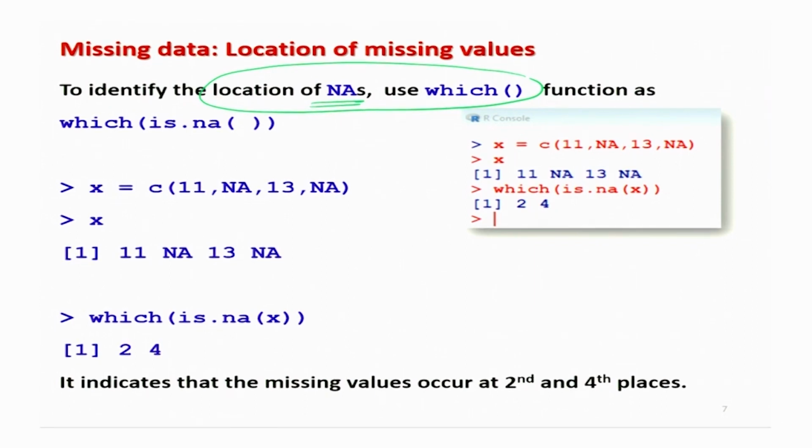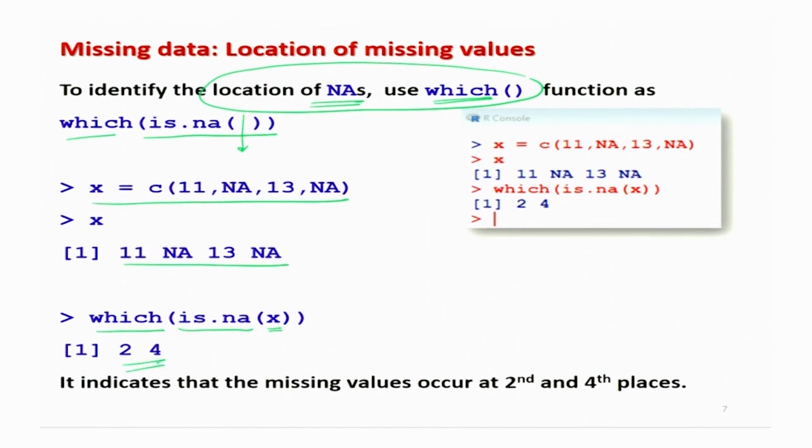For that we have a function which, all in lowercase alphabets, and within the parenthesis we write is.na, and then inside the parenthesis we give the data vector. For example, we have taken a data vector having 4 values: x equal to 11, NA, 13 and NA. Now I write which(is.na(x)). It gives me 2 4.